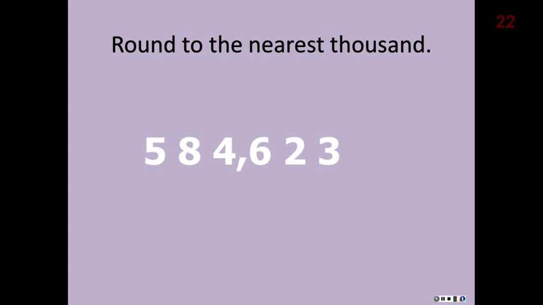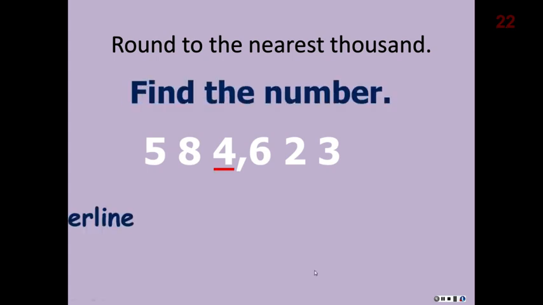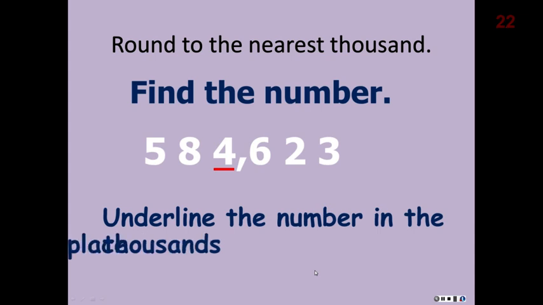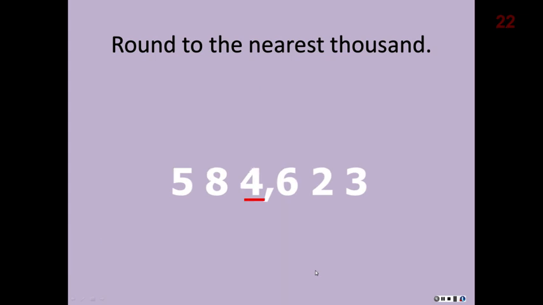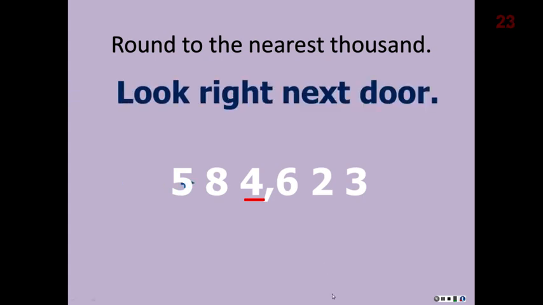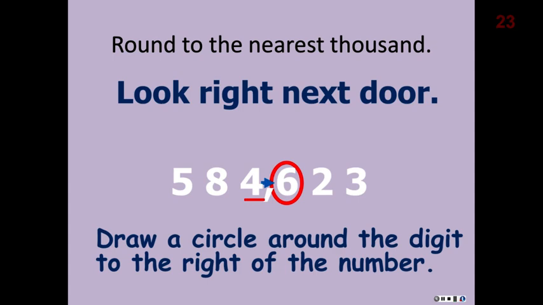Questions? Let's do another one. Let me see if I did this on the PowerPoint. Yeah, I did. Find the number. That was the underlined 4. This is kind of hard to see. So you underline the number that you're going to round to. You circle the neighbor. Look right next door is step 2. Draw a circle around it because you know that's where you're going to fill your zeros eventually.